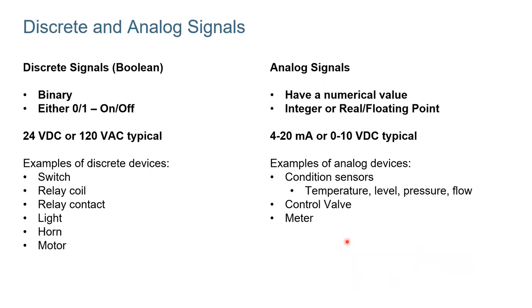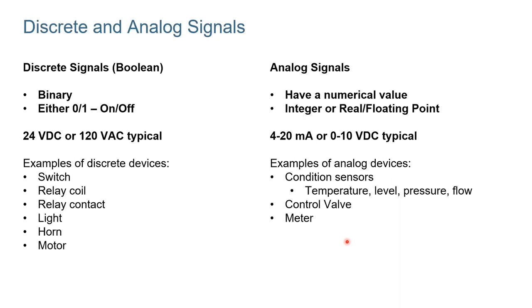So this might be something that you guys have discussed in some of your other classes. It may not be something that you discussed, I don't know. But it's very, very important at this point to really understand the difference between discrete signals and analog signals. Because as we move into the PLC world and the PLC programming, we really categorize our inputs as either discrete or analog. So a discrete signal is simply binary, or an on or off. Being binary, it's either a zero or a one.